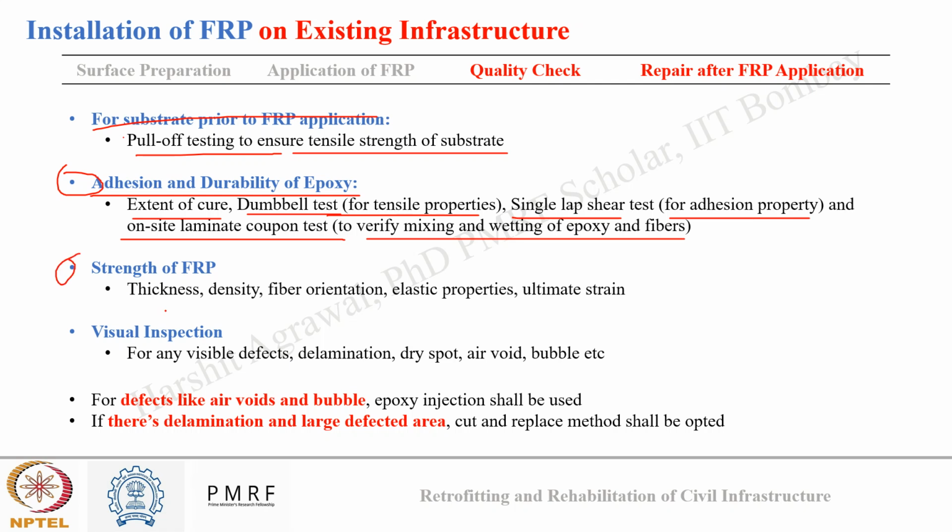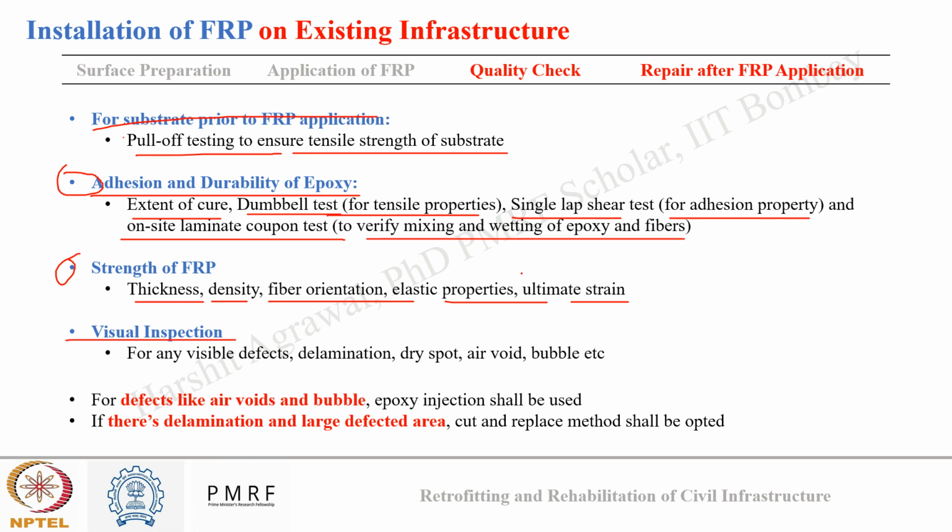So all these tests are done for the quality of the epoxy material. Strength of FRP is a very common test that we need to do. Quality check for FRP includes thickness, density, fiber orientation, elastic property, and ultimate state. These are all very important in the case of FRP strengthening. And finally, we have visual inspection.